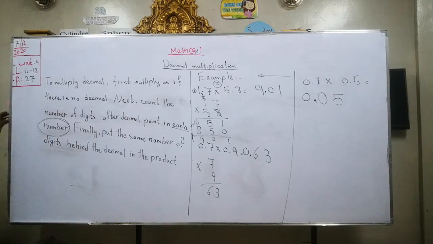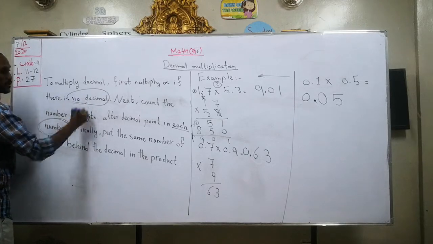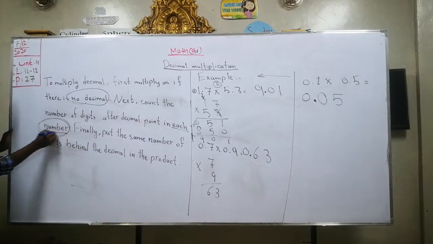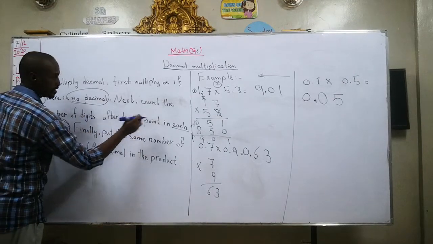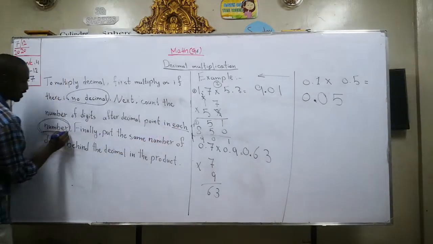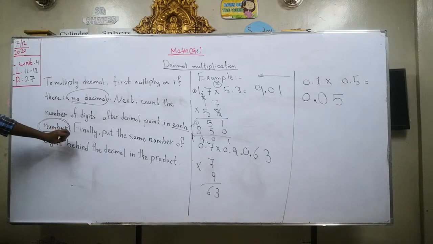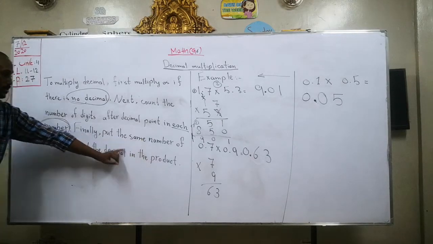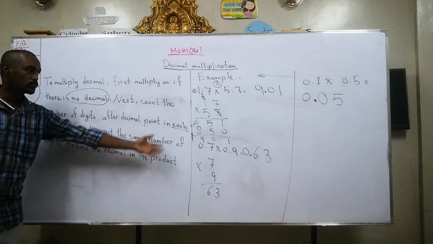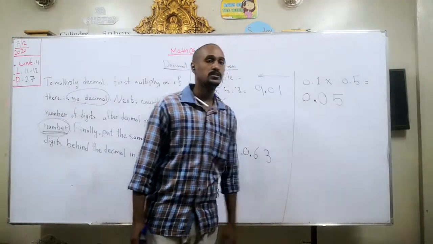That's all about our lesson on how to multiply decimals. Remember, firstly multiply as if there is no decimal, then count the number of decimal digits, decimal places, in each number. Finally, put the same number of digits behind the decimal in the product. Sometimes it's 2, sometimes 3, sometimes 4.